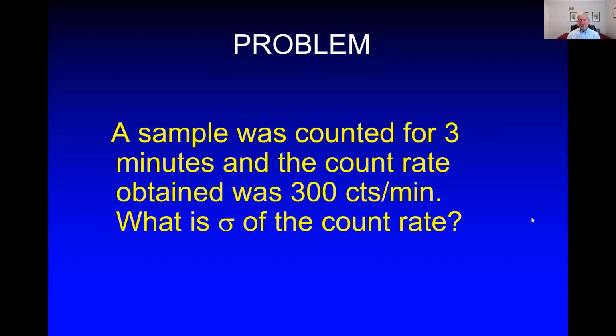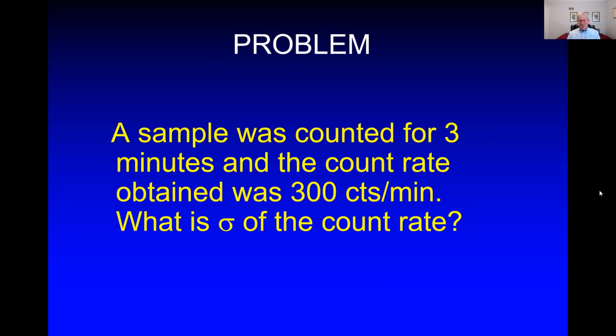Okay. Now, this problem looks pretty easy. Everybody I know got this wrong. I got it wrong. Our physicist got it wrong. One of my bosses, one of the physicians got it wrong. And it's sort of misleading. Everything up till now, we've counted for 1 minute, but what if we count for 3 minutes?